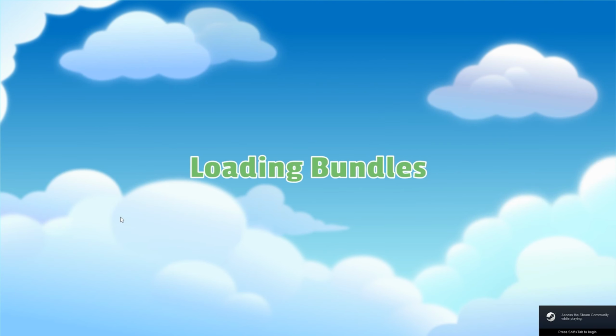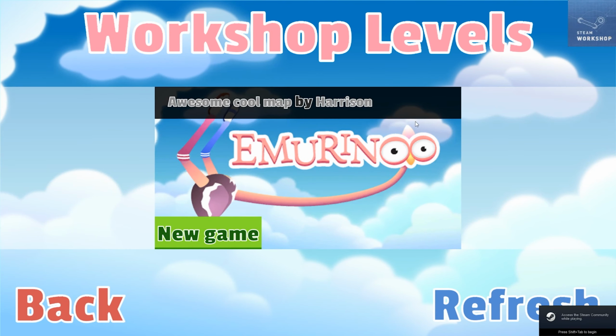So pretty much I just go to custom levels, and here we go. Awesome cool map by Harrison. That's his Steam name, by the way, and that's the name of the map file. This is where it would show the preview item of whatever you uploaded. But because I didn't upload anything, it's just the basic Emuirnoo map thing. But anyway, then we go new game, and you'll be able to play your map.